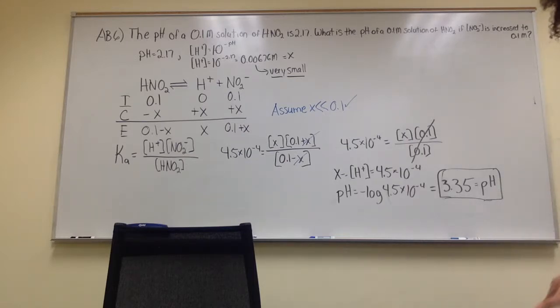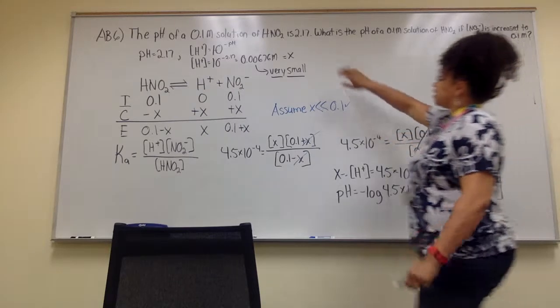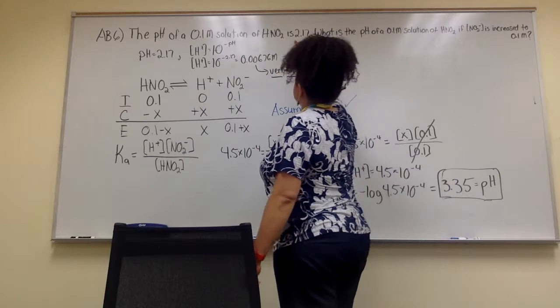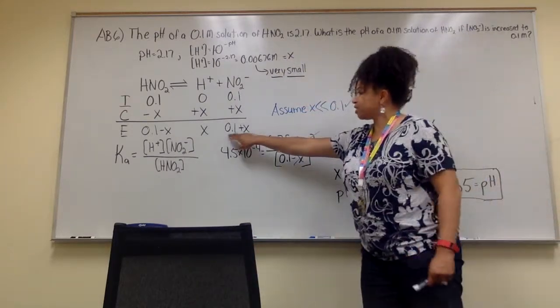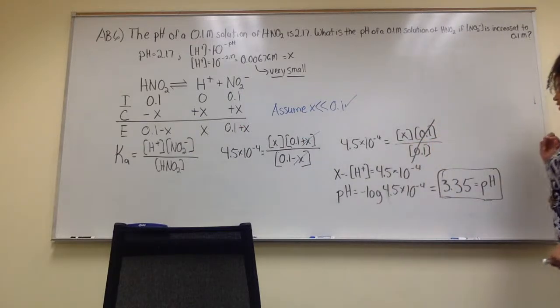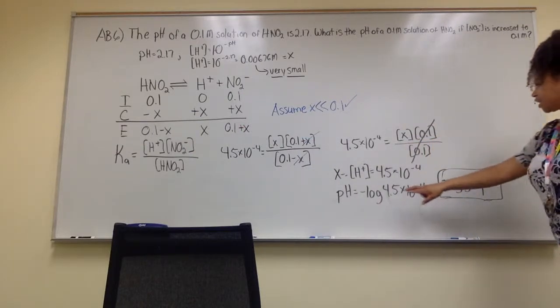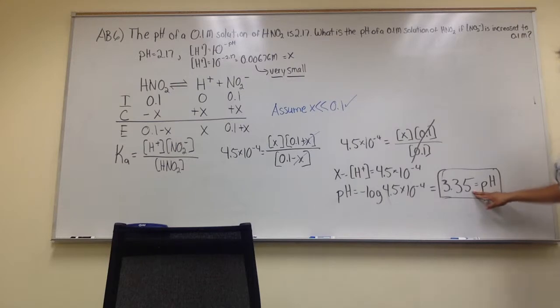Now, does this make sense? Yes, it does, once again, because we started with a pH of 2.17. When we added a little bit of base, like we did over here, we ended up with a slightly higher pH. And that's what we get when we add base, is a higher pH. So again, this makes sense, so that's great.